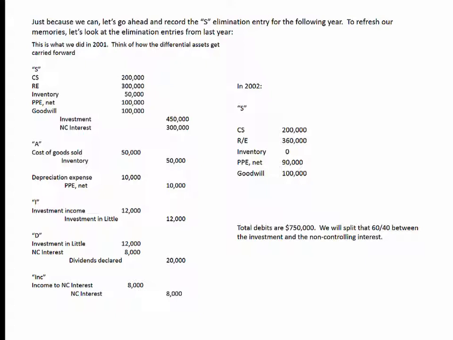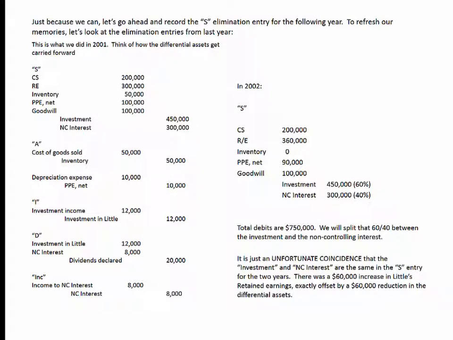But whatever we call it, we're going to take that total value of $750,000 and split it 60-40 between the investment and the non-controlling interest. Again, the parent owns 60%, the non-controlling shareholders own the other 40%. So the investment in Little account is going to be credited for $450,000, 60% of that total. The non-controlling interest, the other 40%, or $300,000.